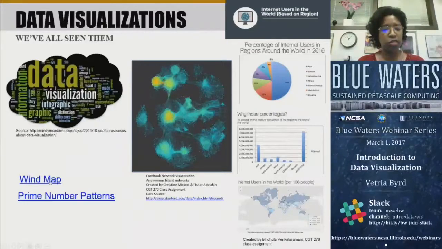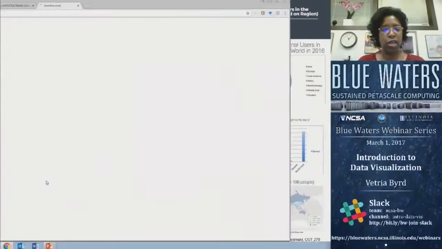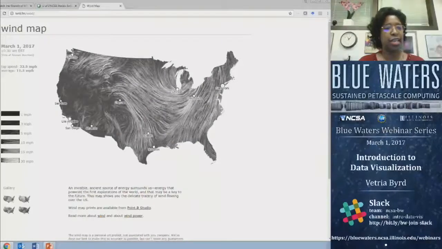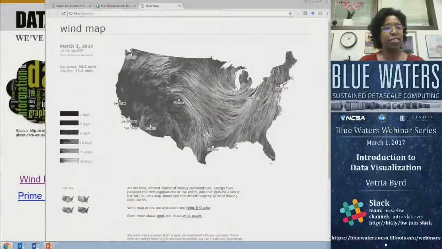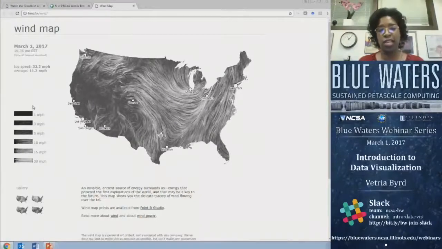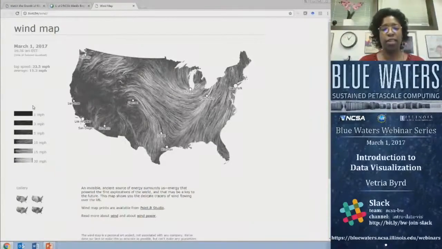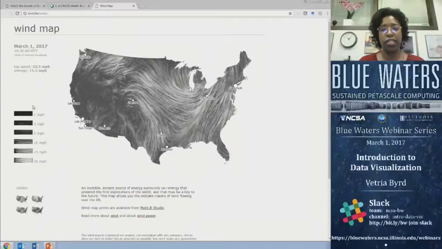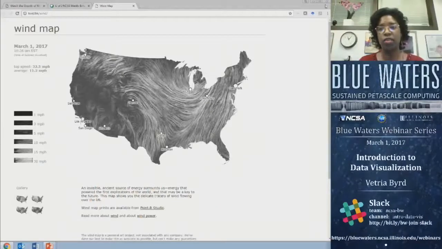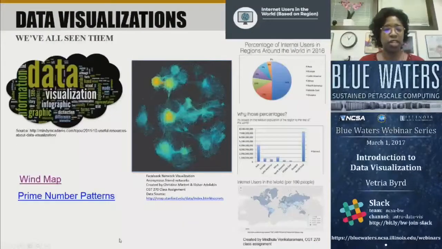But I also want to show you a nice example that I like to show of a wind map, which is particularly interesting today because our weather is doing some interesting things. This is real time, and you can see the flow of the wind across the United States. This is just an example to show you some of the things that you can do with data visualization.